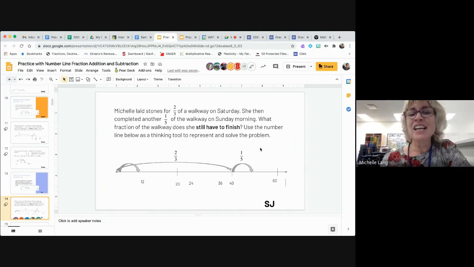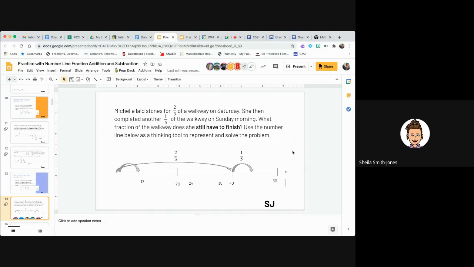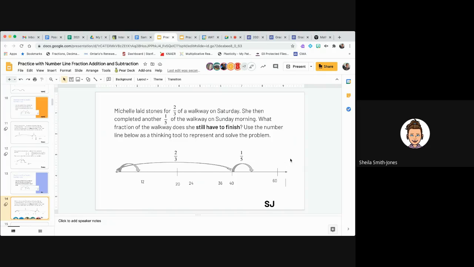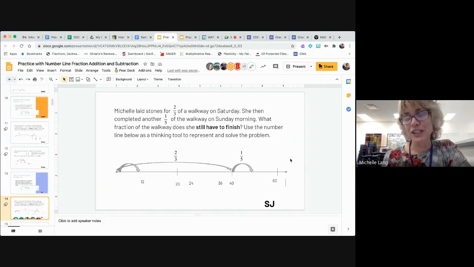Yeah. Okay. So how did you get to 12? I just took 60 and divided it by 5. Okay, and so you are hoping to be able to show all of those partitions of the number line into those fifths. That's what I was trying to do. Yep. Okay, thank you for sharing that thinking.